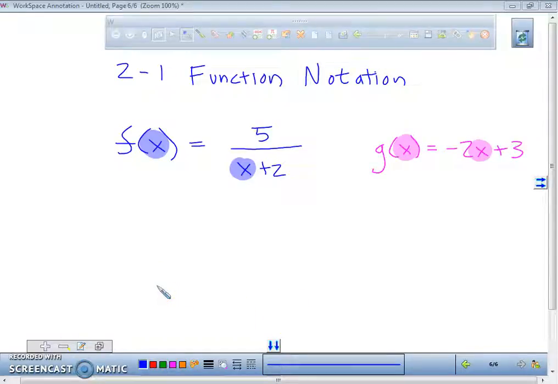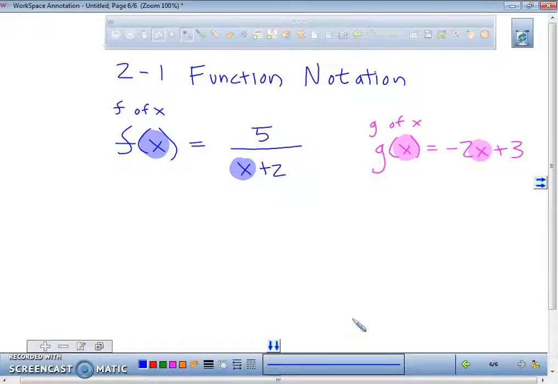Have this in your journal. We're going to be talking about function notation. This right here is basically what's called f of x. This means g of x. When you're dealing with function notation, it allows you to organize your functions a heck of a lot easier.